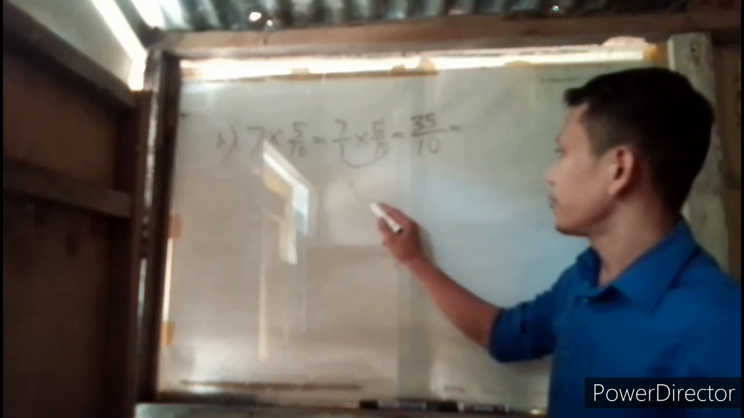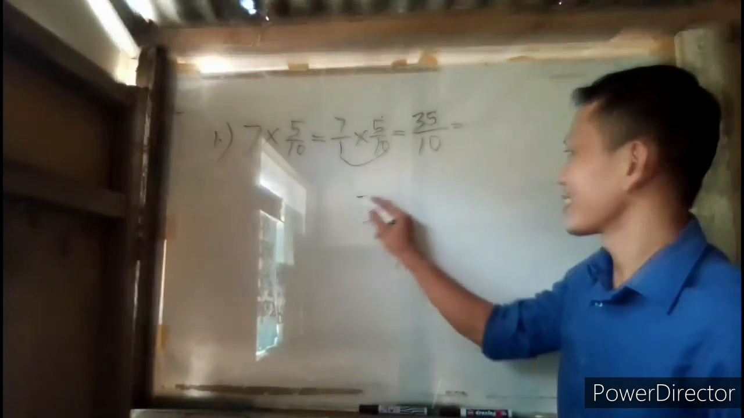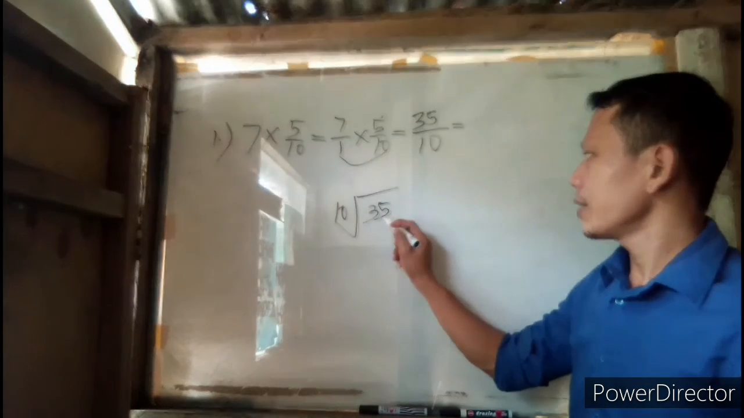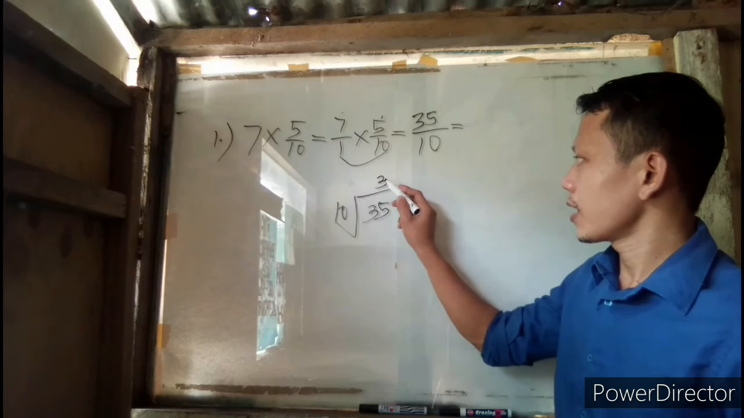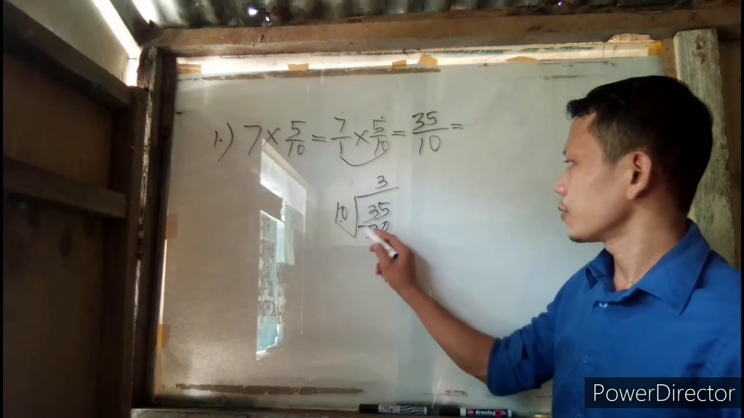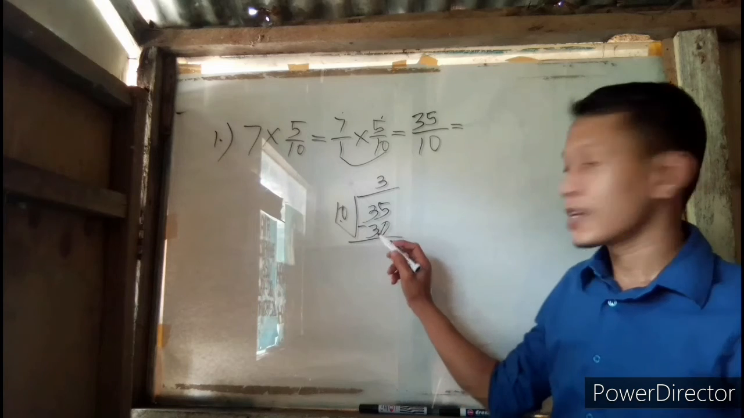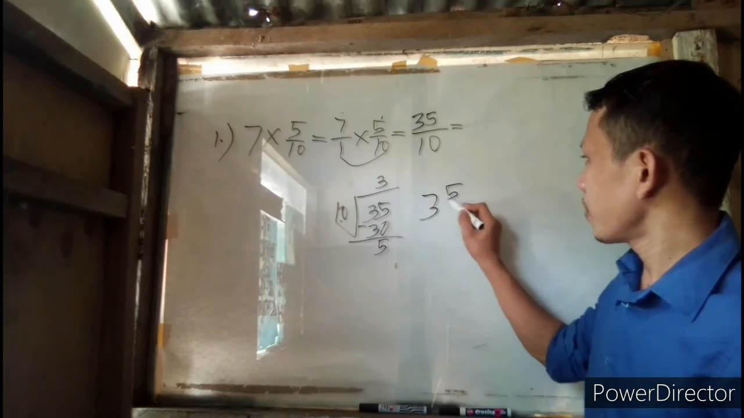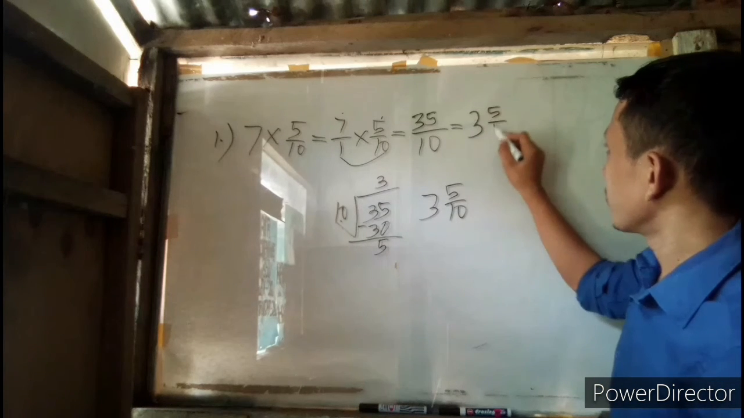So first we have 35 divided by 10. So 35 divided by 10 is equal to 3. So 3 times 10, 30. Subtract. So 35 minus 30 is equal to 5. So we have 5 over 10.